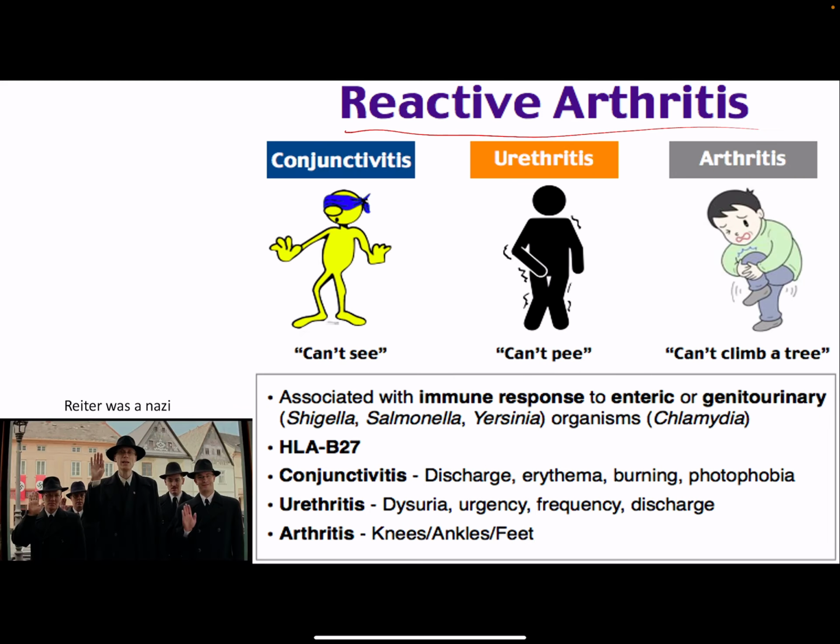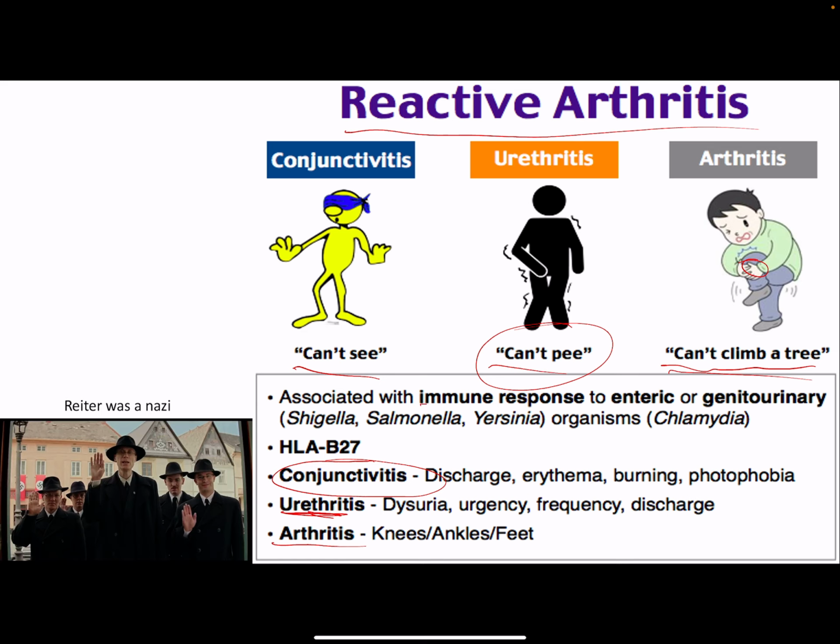Reactive arthritis: people say can't see, can't pee, can't climb a tree. Can't see because you get conjunctivitis, so it makes vision an issue. Urethritis, your urethra gets inflamed, and so it makes it difficult to pee. And then arthritis, especially of the knees, the idea is it would be difficult to climb a tree if you had arthritis like this.